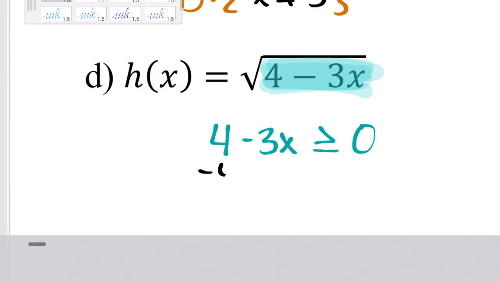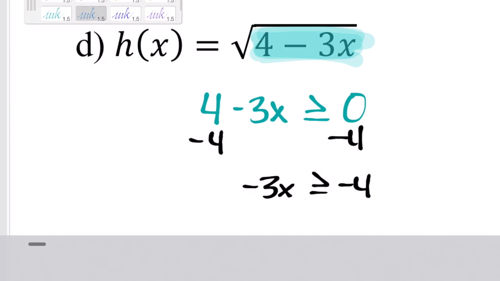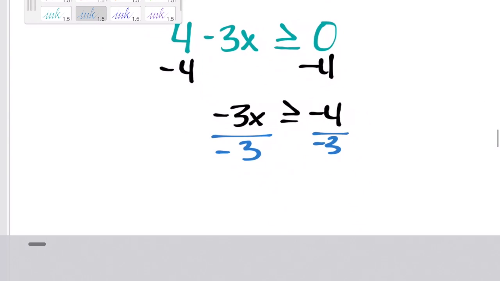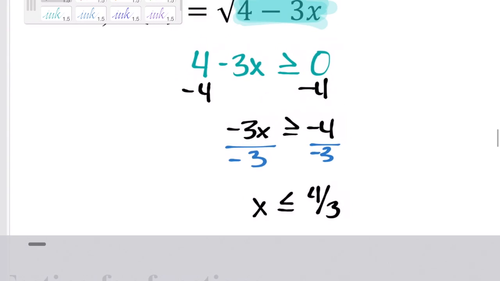And I solve for x. We do have to be careful when we're dividing by a negative number. That means that we have to flip the inequality sign. So I end up with x is less than or equal to 4/3. Anything that's larger than 4/3, I cannot plug in, otherwise I end up with imaginaries.